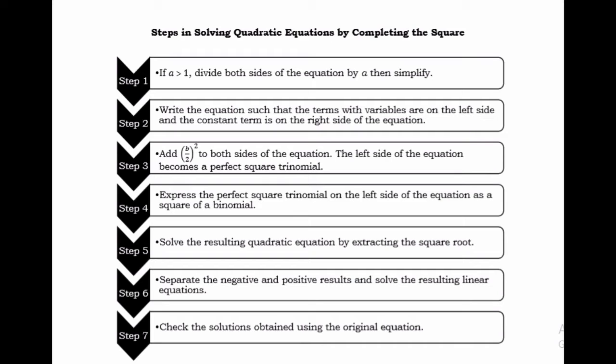Step 5. Solve the resulting quadratic equation by extracting the square root. Step 6. Separate the negative and positive results and solve the resulting linear equations. And step 7. Check the solutions obtained using the original equation.